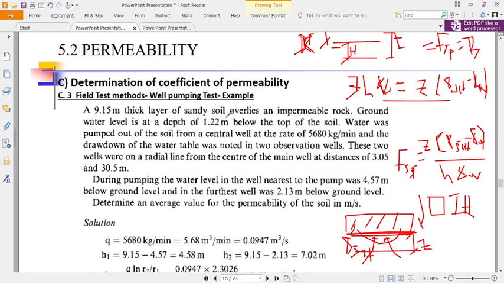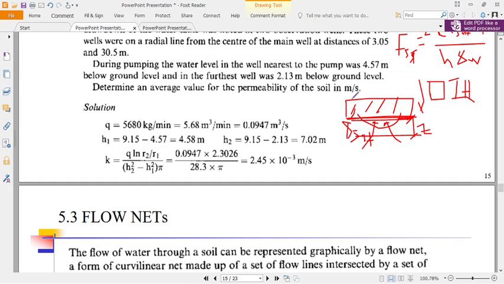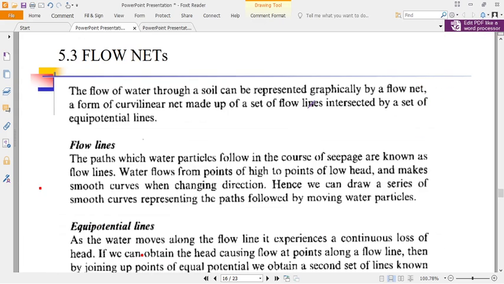Okay, so let's look at our flow lines. We have been recapping what we discussed previously. So I look at flow nets. Flow nets are normally the construction of flow lines under a dam, to predict how much water flows through a dam, a retaining structure. And also you can determine the flow or the uplift force which may occur due to the flow.